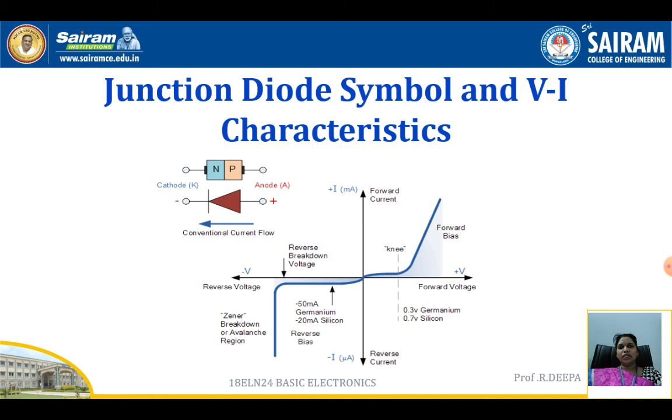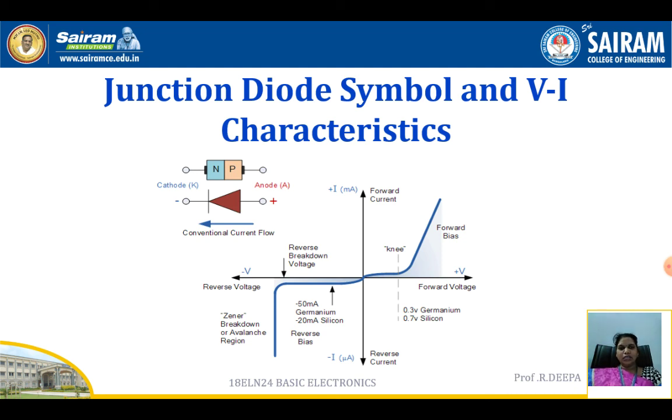Junction diode symbol and the VI characteristics. Here we have shown the conventional flow of current from P to N, which is represented in the direction opposite to the direction of flow of electrons. And below we have the complete characteristics.